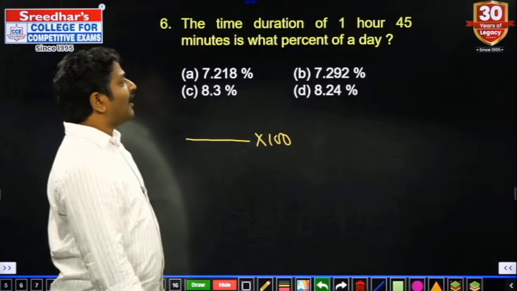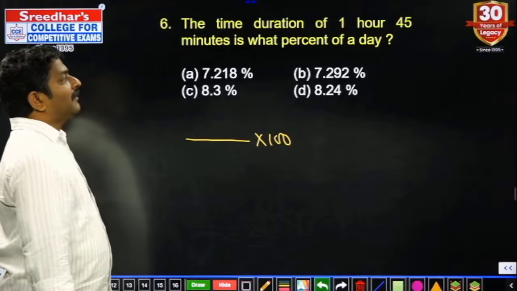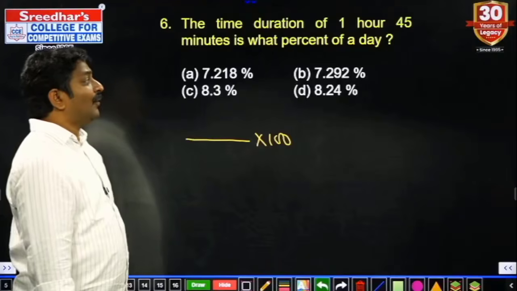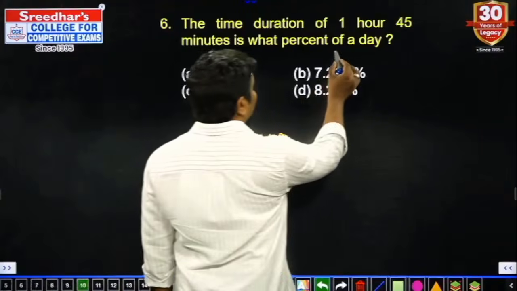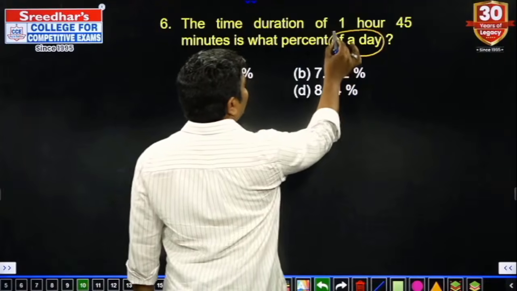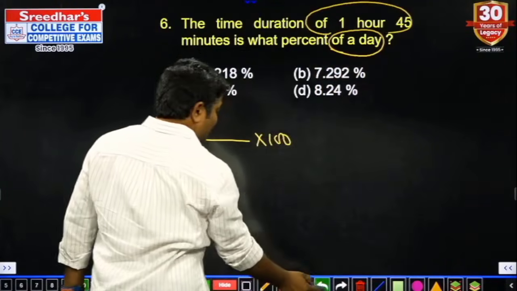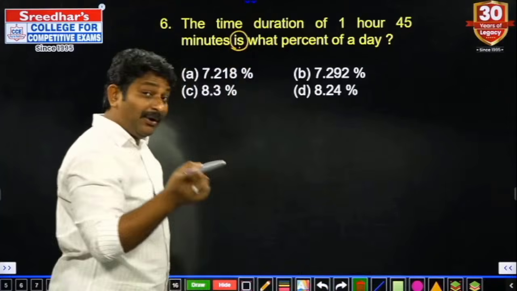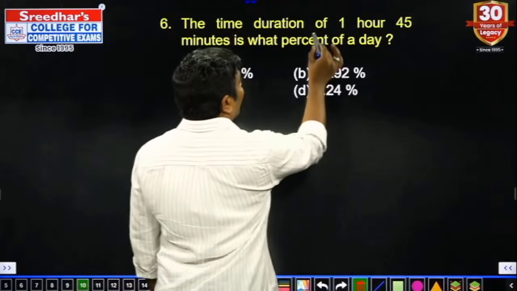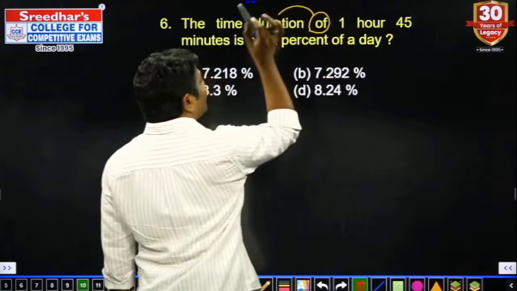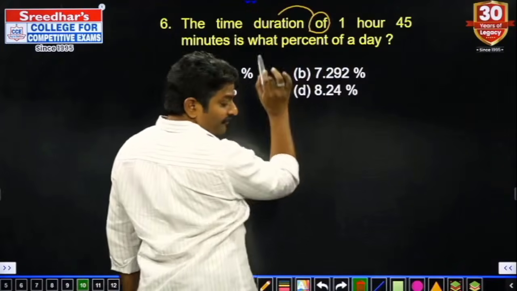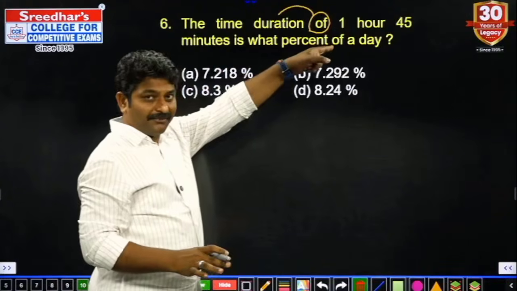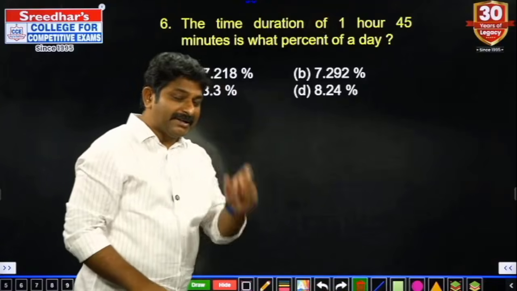The time duration of 1 hour 45 minutes is what percent of a day? Of a day, duration of. So don't confuse here. "Is" is related to the question. "Of" is related to duration. It is duration of. It is not percentage of. It is duration of. You have to consider the percentage.